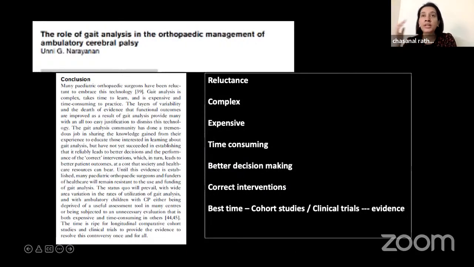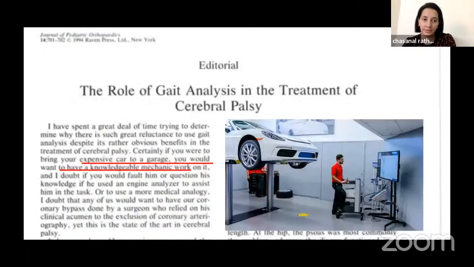So earlier people used to do TA lengthening. They never realized that it was causing crouch. But over a period of time, it was taught to us that we are supposed to do zone 2 level gastrosoleus recession, which is the safest zone. And that's how we created evidence.